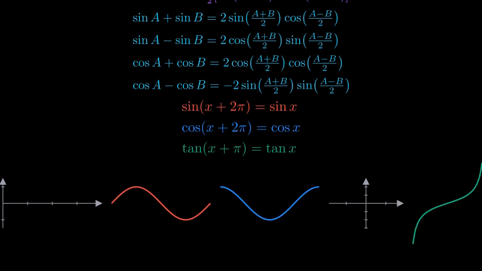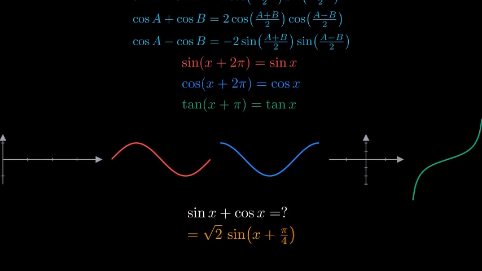Quick example 1. Rewrite sine x plus cosine x as a single sine. We can use the angle addition formula to show that sine x plus cosine x equals square root of 2 times sine of (x plus pi over 4).